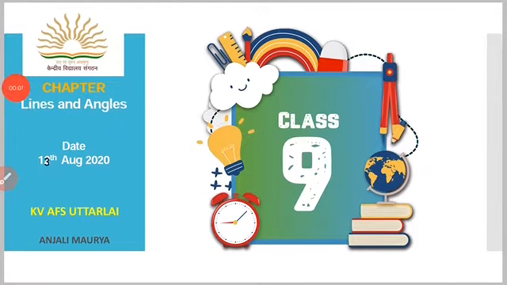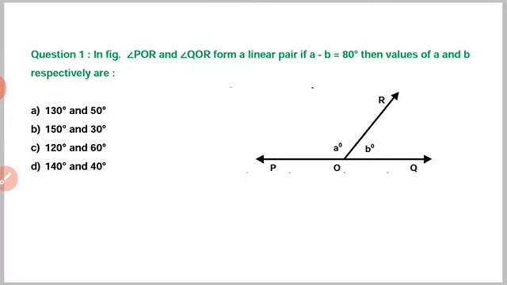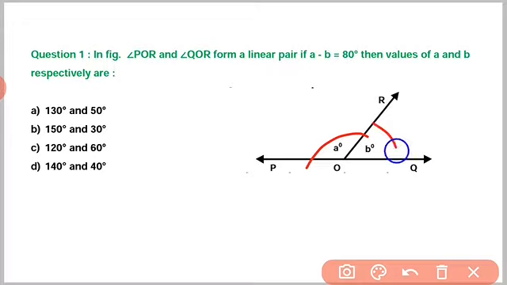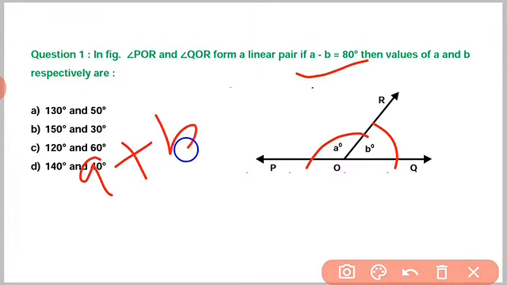Good morning, students. In today's class, we will be discussing the answers to those questions which were given in the last test. So the first question: these two angles form a linear pair and we have been given this equation also, and we need to find the value of a and b. Since these angles are forming a linear pair, their sum will be equal to 180 degrees.